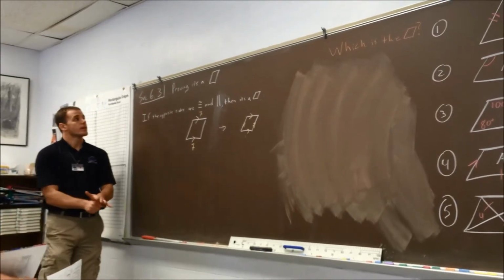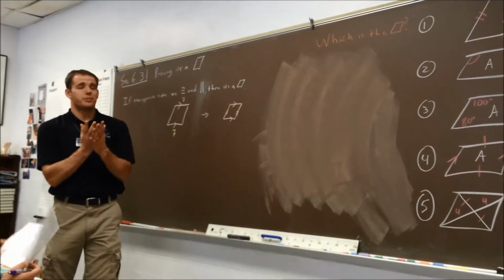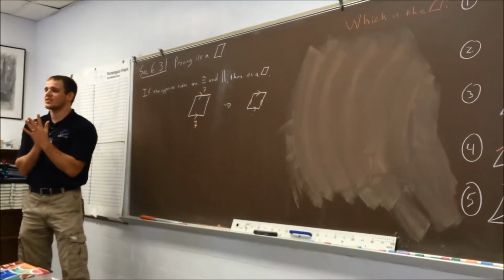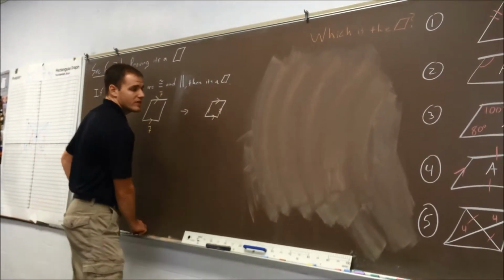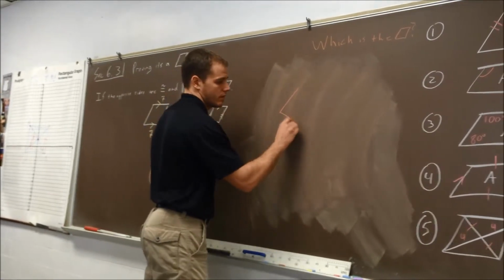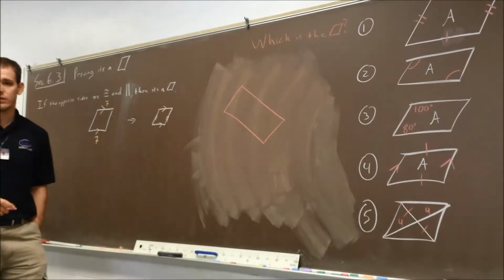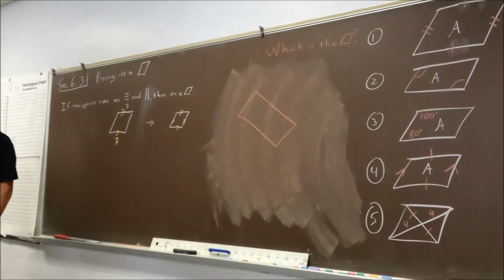All right. Moving on to section 6.3, proving it's a parallelogram. If I ask you to prove this was a rectangle, how would one of you want to prove that that's a rectangle? What would you do to go about proving it's a rectangle?